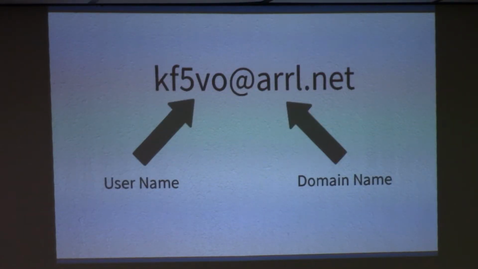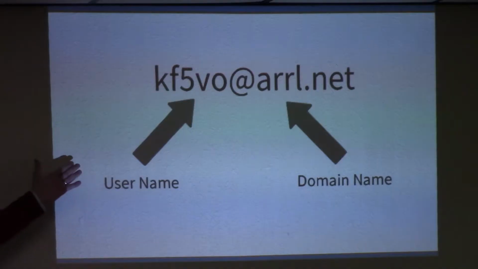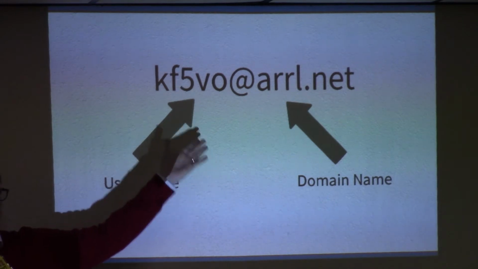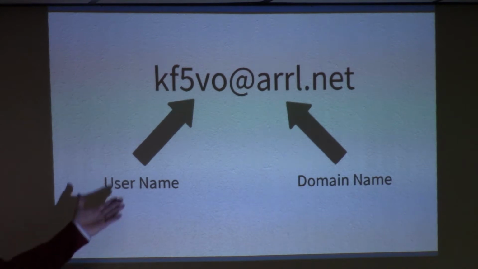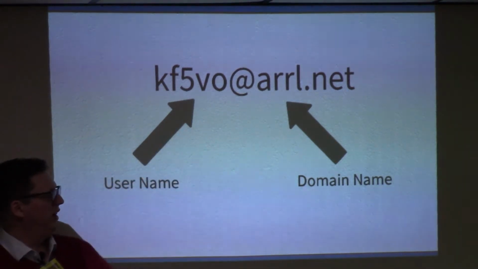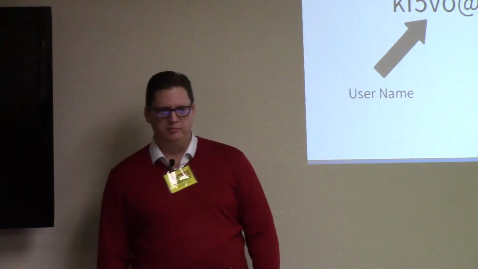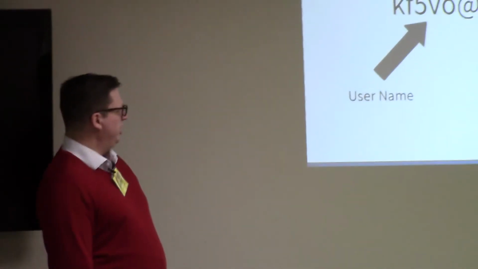Okay, we'll start with how email works. With any email address, it's really divided into two basic parts. You have your username and your domain name, and it's separated by the @ symbol. So in this case, my email address, KF5VO, that's the username, @arrl.net, that's the domain name. When you send an email, it will look for the domain, send it to that domain. Once it gets there, that domain will look for the user account.